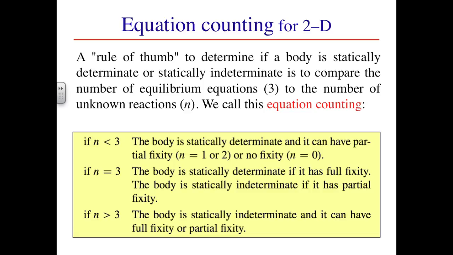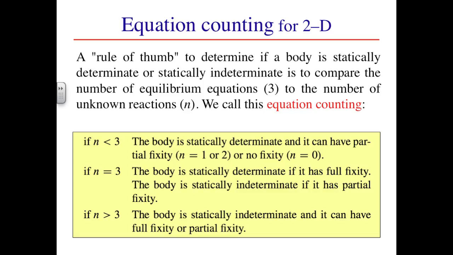We should mention a body with no fixity is completely unsupported, and we are unlikely to encounter any such example in statics. The difference, 3 minus n, often tells us the number of rigid body motions the body is capable of exhibiting. If we really had no fixity, then the body would be able to move in any way it likes in two dimensions with some arbitrary combination of translations and rotation.